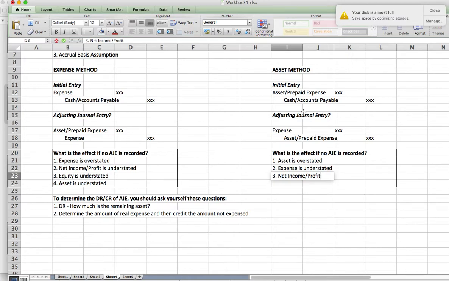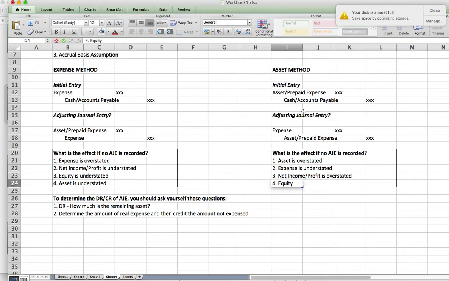Overstated. Bakit overstated? Because konti lang yung expense na na-record. Understated, hindi natin na-record lahat ng expense. Akala natin konti lang expense, kaya mataas ang net income or mataas ang profit. Overstated. And what will happen to the equity?